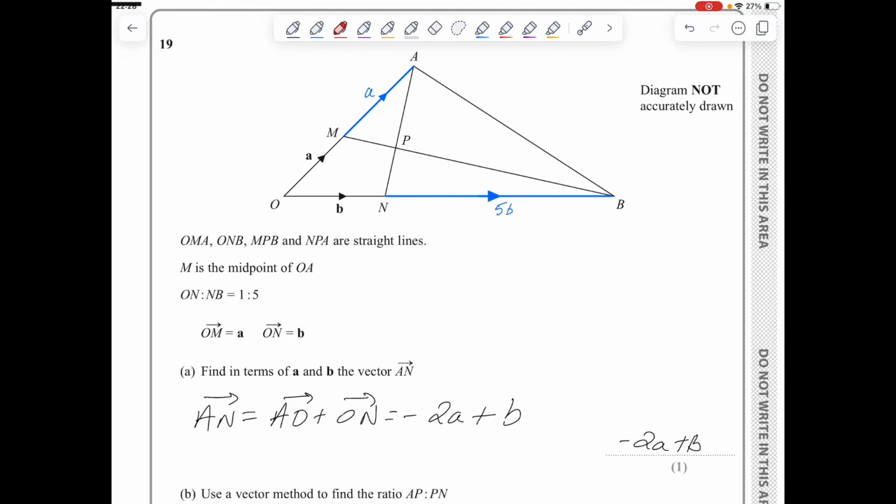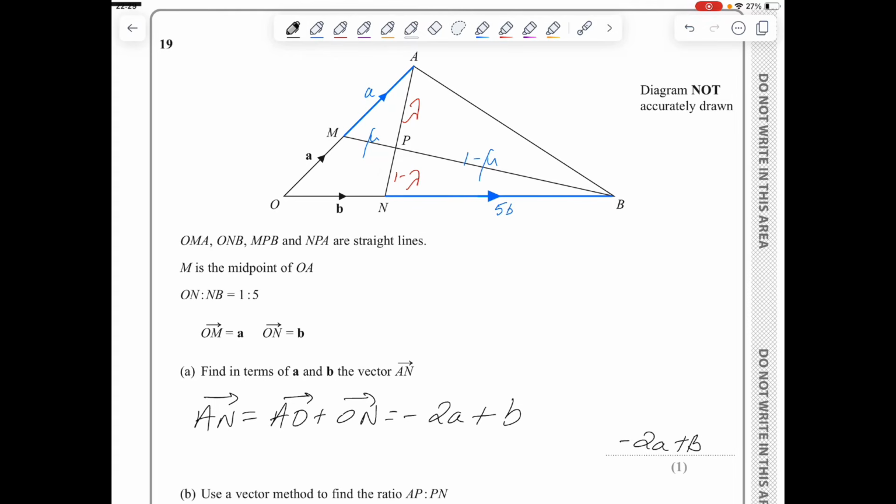Now I'm going to use fraction lambda for AP, so automatically PN is 1 minus lambda. Lambda is a number between 0 and 1. Similarly, I have to split this line into an unknown ratio. MP to PB will be mu to 1 minus mu. And now the target is to find a starting and ending point through two different routes and then equate coefficients of vectors a and b.